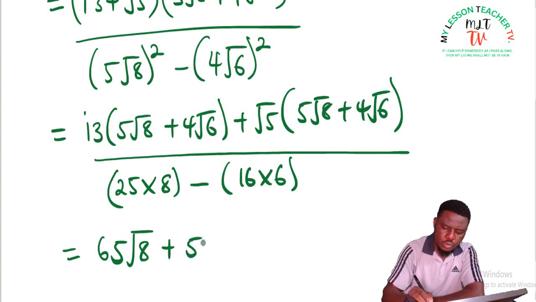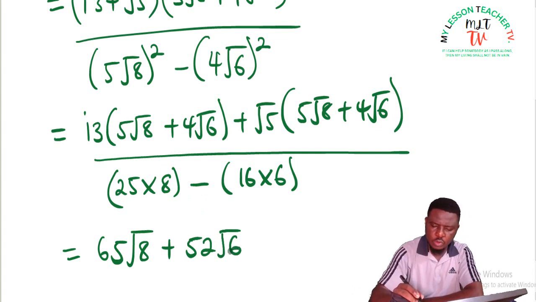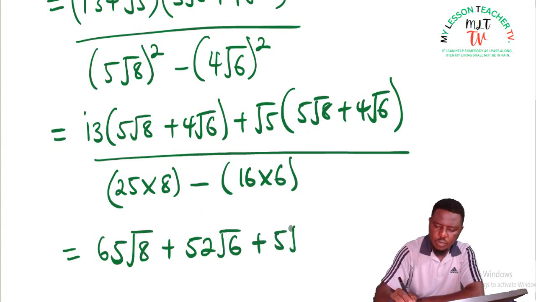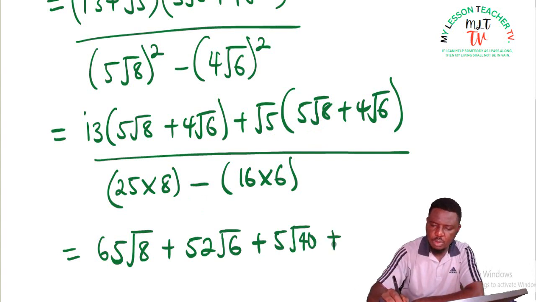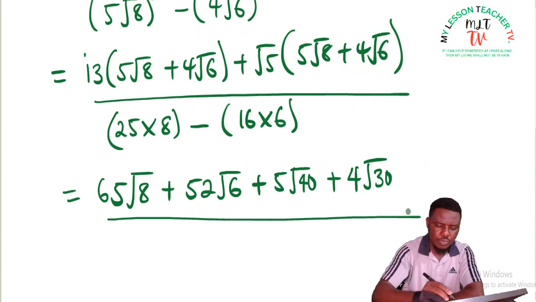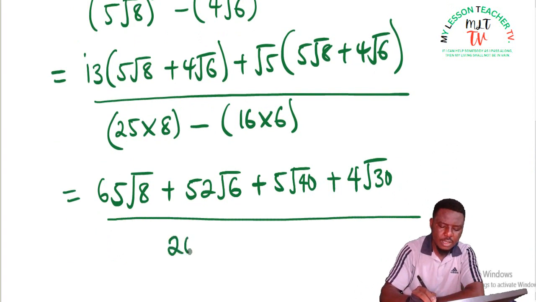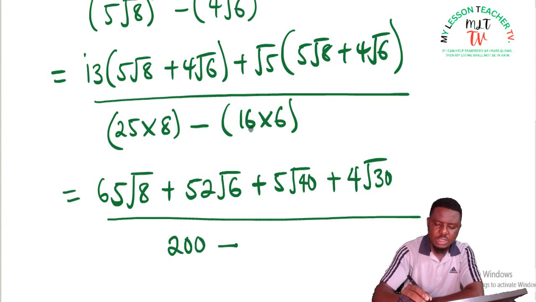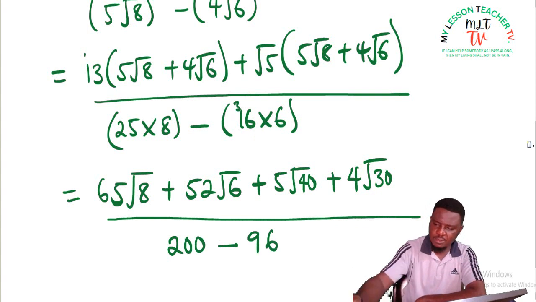plus 13 times 4 root 6 is said to be 52 root 6. Also, when you multiply root 5 times 5 root 8, will give you 5 root 40 plus root 5 times 4 root 6 will be equal to 4 root 30. All divide by 25 times 8 is said to be 200 minus 16 times 6. We have 6 times 6 is 36. You write down 6 and carry 3. 6 times 1 is 6 plus 3 is 9. That is 96.